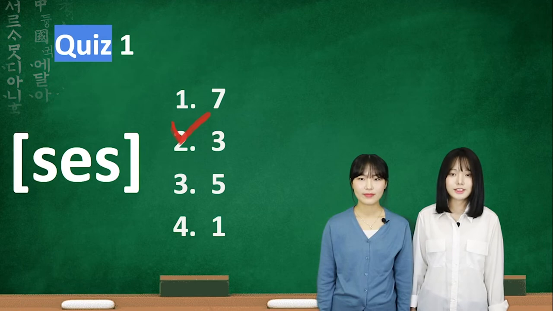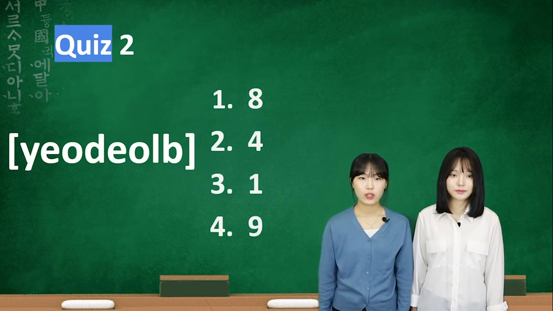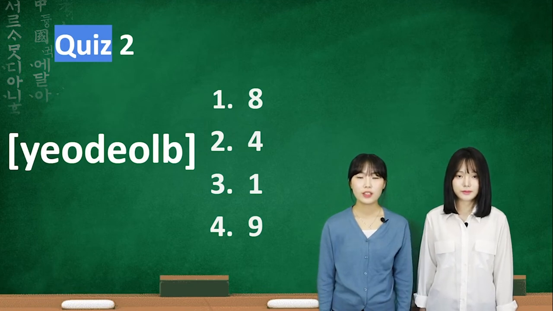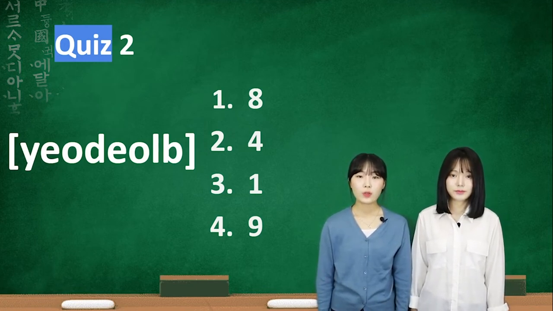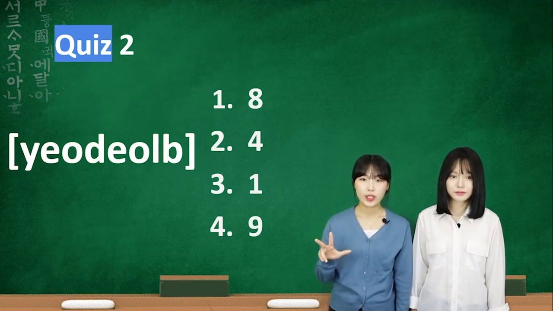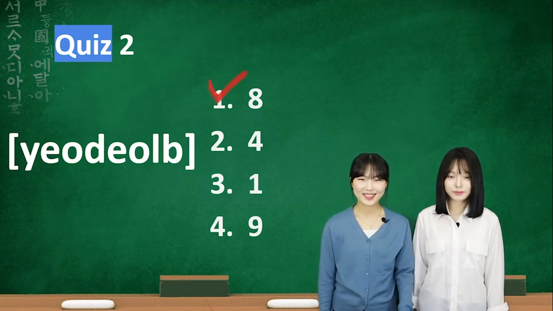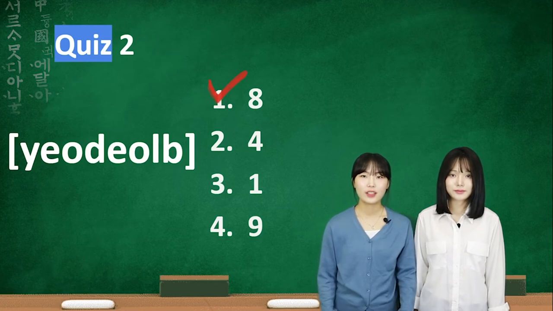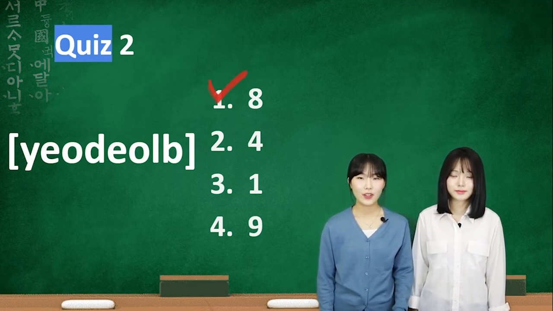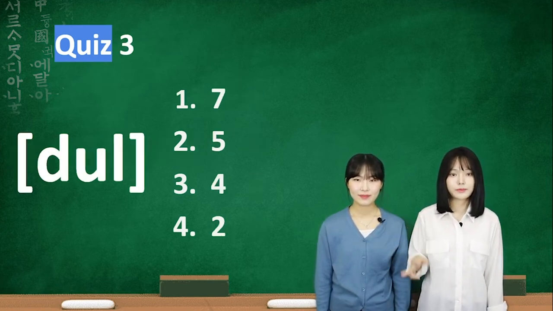Good job. Next. Question 2. 여덟. Which of the following is correct? 5, 4, 3, 2, 1. Yes, the correct answer is number 1. 여덟. Good.